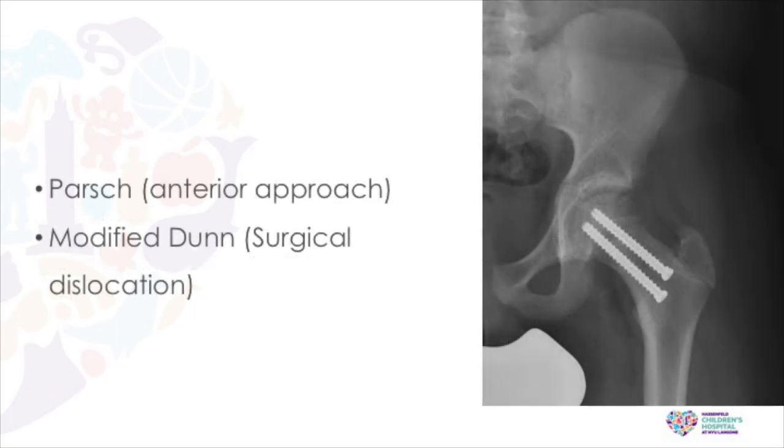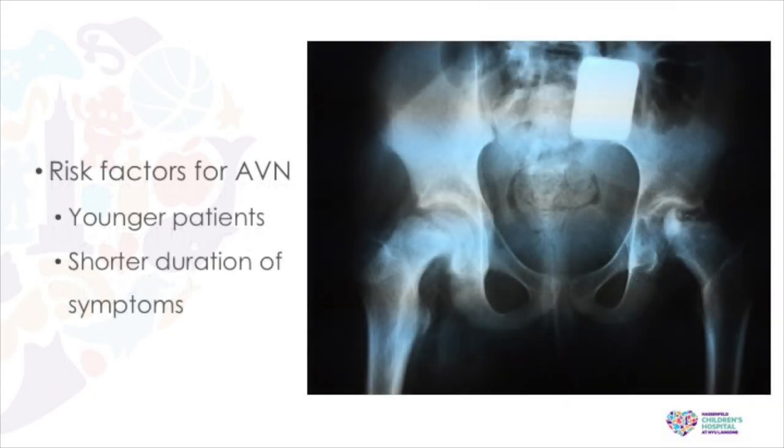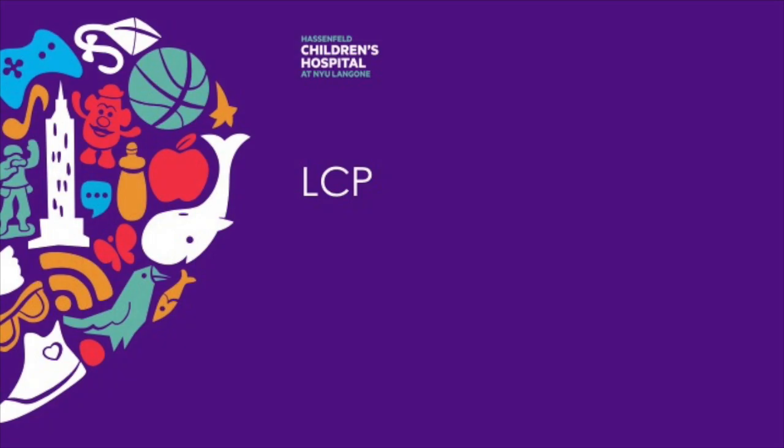Reduction can be attempted, however, this is somewhat controversial. The Parsch technique of an anterior approach has proven to be safe and effective. In recent years, the modified Dunn procedure, done through a surgical dislocation, has also gained popularity. However, these procedures are not without their complications. Risk factors for avascular necrosis are being very young, less than 11 years of age, and having a shorter duration of prodromal symptoms before presenting with the unstable slip.